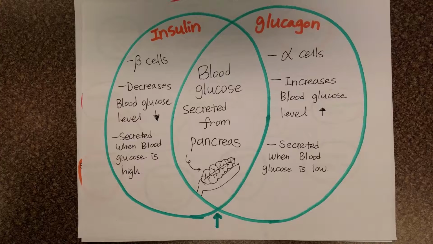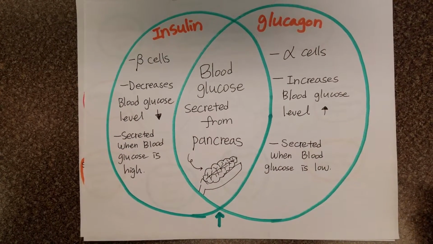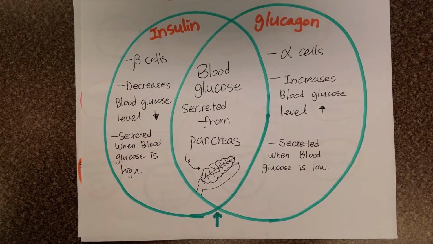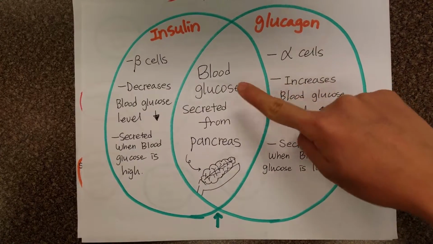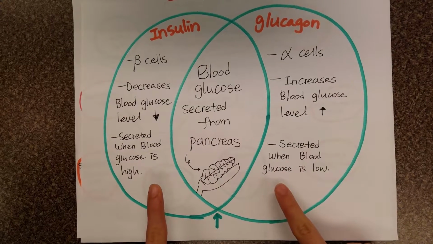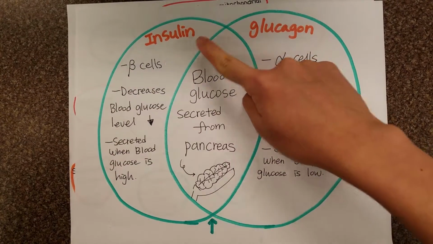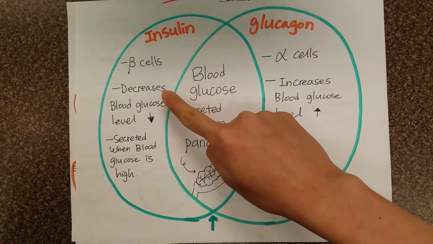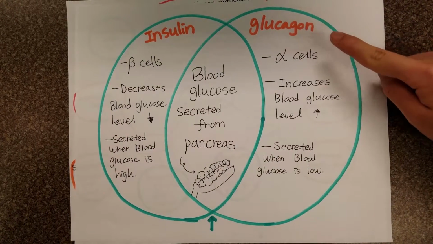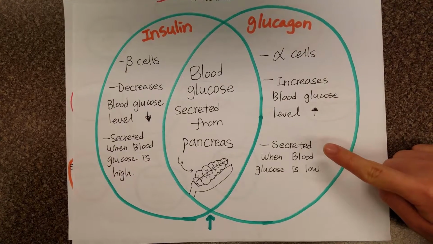The first map is a Venn diagram, comparing and contrasting insulin and glucagon. The middle section should discuss similarities between the topics. For instance, both pertain to blood glucose levels and are secreted from the pancreas. The outer parts of the circle should indicate differences between the topics. For example, insulin is secreted from beta cells, decreases blood glucose levels, and is secreted when glucose levels are high, whereas glucagon is secreted from alpha cells, raises blood glucose levels, and is secreted when blood glucose levels are low.